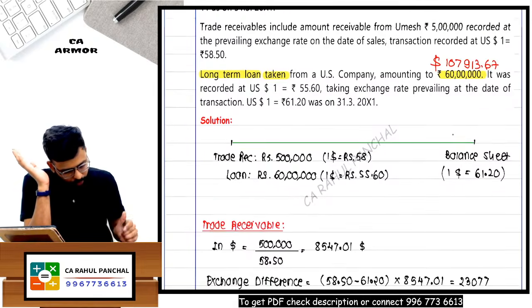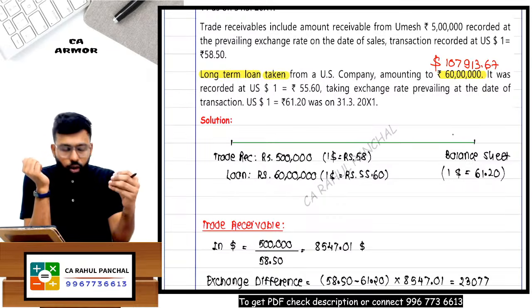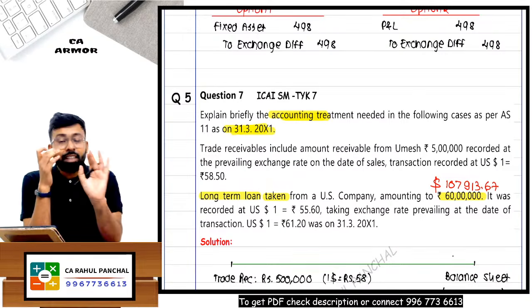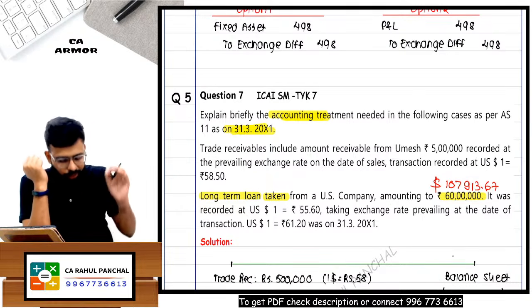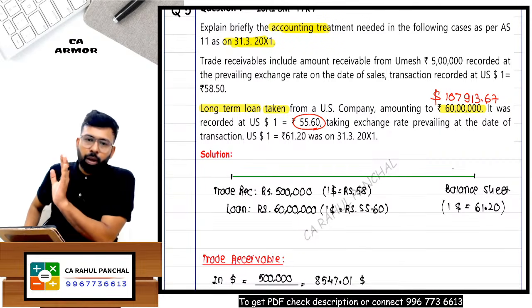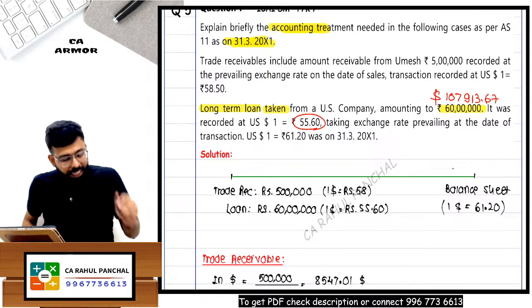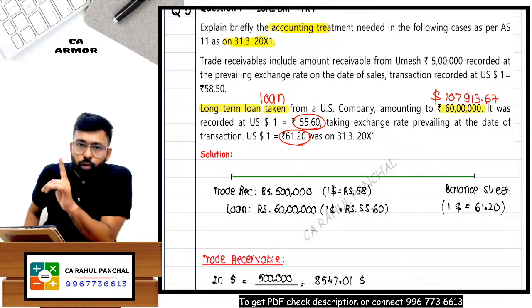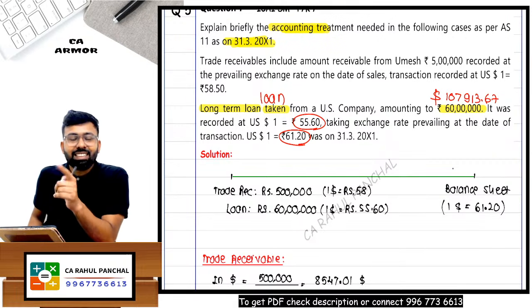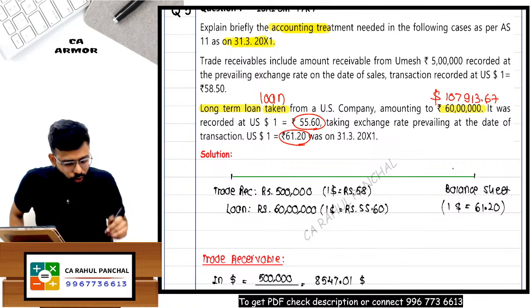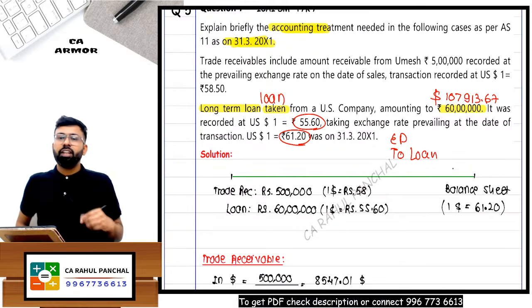Now I would like to record what? I would like to record the gain or loss. That is what I will have to record: the accounting treatment on the balance sheet date. That is what they are asking. So there is a gain or there is a loss. Understand, I was supposed to pay 55.60 for $1, but on the balance sheet date the rate has increased. My loan liability, which was 55.60 for $1, is now 61.2 for $1. So there is an increase in loan. Loan is a liability. Liability has increased. The difference should be transferred to exchange difference.